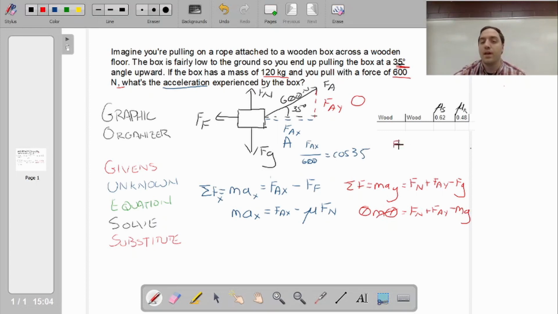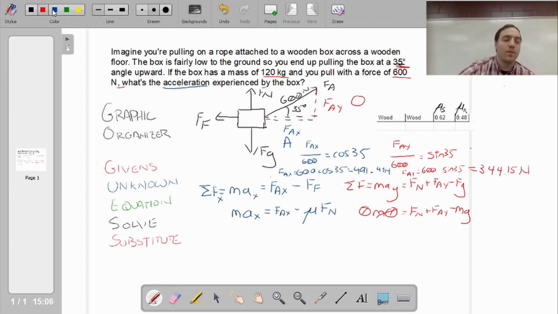F_A over 600 equals sine 35. Or, once I solve these, F_Ay equals 600 times sine 35, which equals a number. I'll get that from my calculator in a second. F_Ax equals 600 cosine 35, which again will equal a number. Let's get that from my calculator. Now that I've got those numbers, we can start plugging things in.